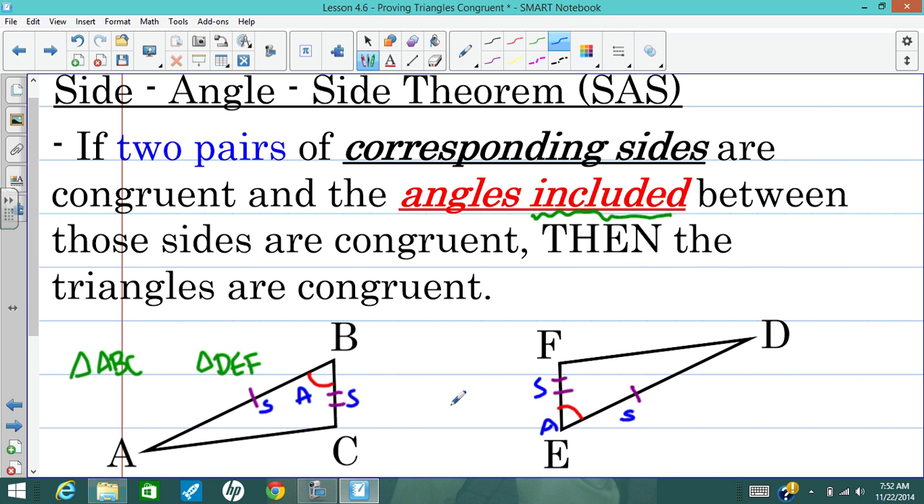So our side-angle-side theorem has two congruent corresponding sides and a pair of corresponding angles that are congruent and also included between the corresponding congruent sides. So if we have that situation, we have these two triangles congruent by the side-angle-side theorem. And that means that everything else that corresponds is now congruent. So we can make those assumptions. A is congruent to D, AC is congruent to DF, and so on.